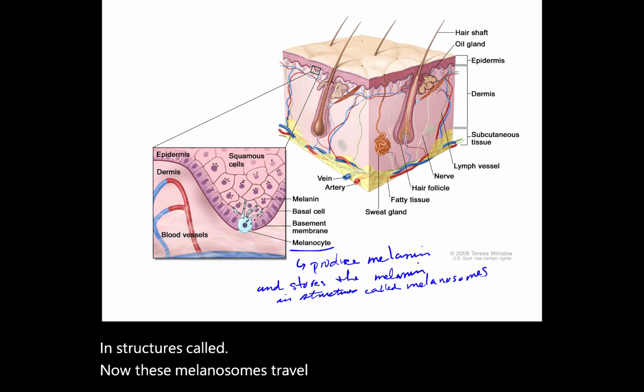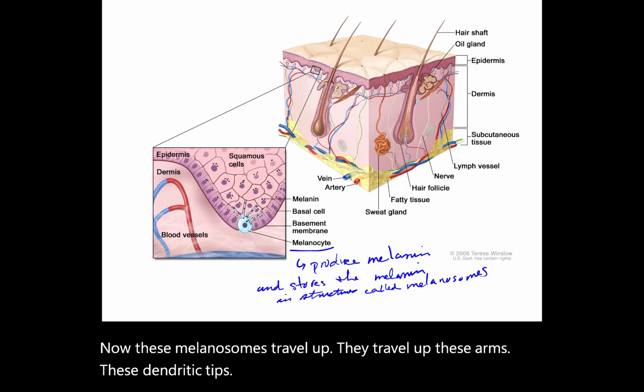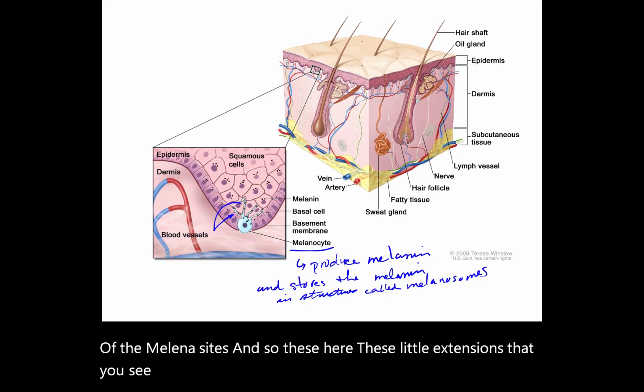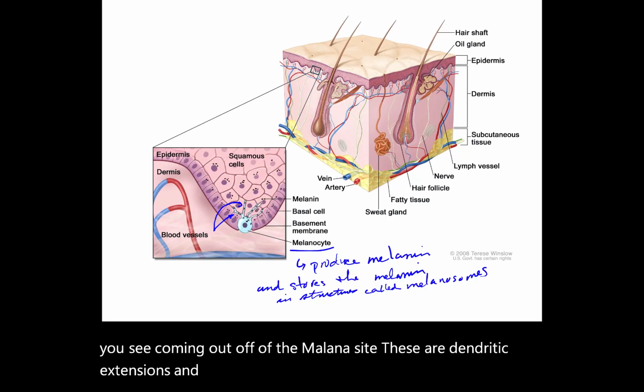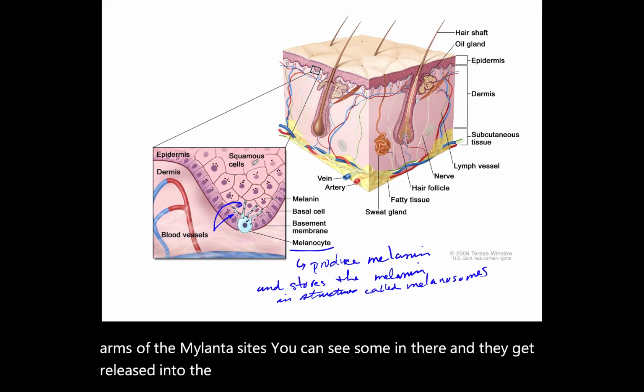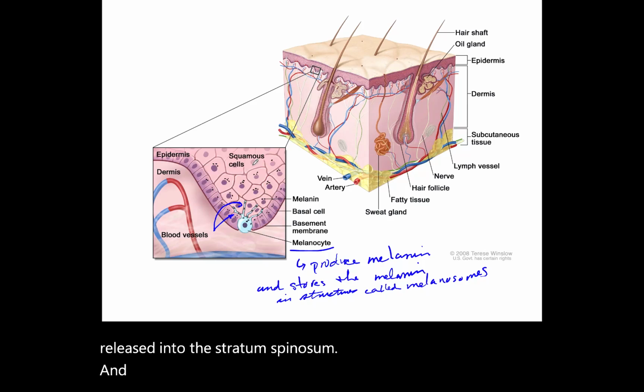They travel up these arms, these dendritic tips of the melanocytes. Right? And so these little extensions that you see coming off of the melanocyte, these are dendritic extensions. And these melanosomes travel down these dendritic arms of the melanocytes. You can see some in there, and they get released into the stratum spinosum.